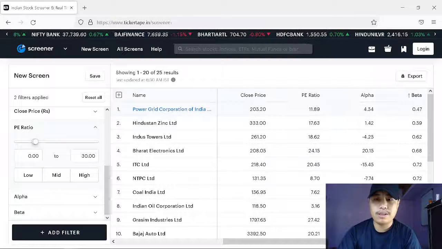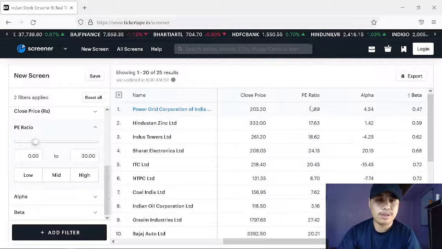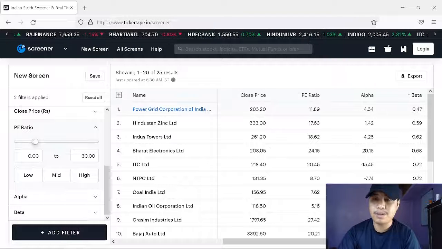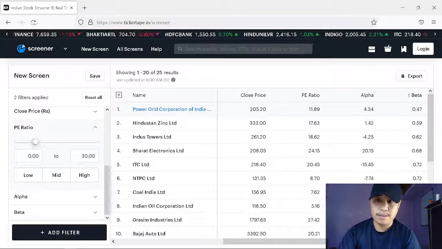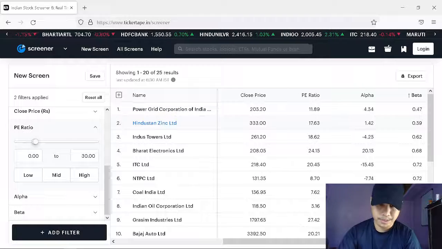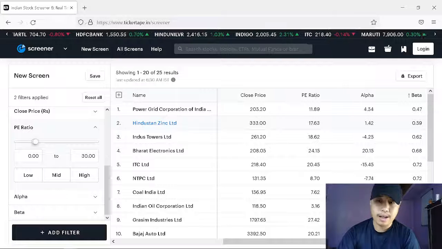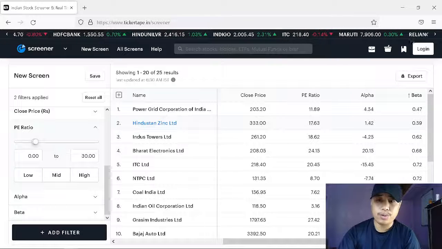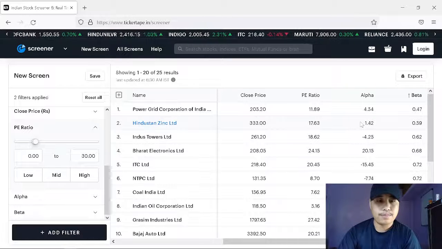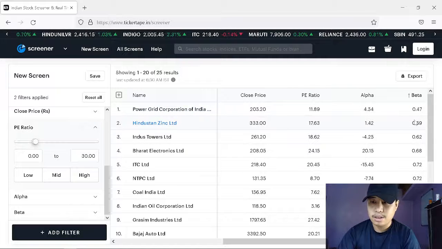If you look at this, the PE ratio is very good. Look at Power Grid Corporation of India, a government-based company, so it has a very good beta. Alpha is not that impressive, but the PE ratio is very good. So we'll try to look for low beta, high alpha, and low PE ratio in high market cap. Here we can go for Power Grid, and then you can see some of the stocks.